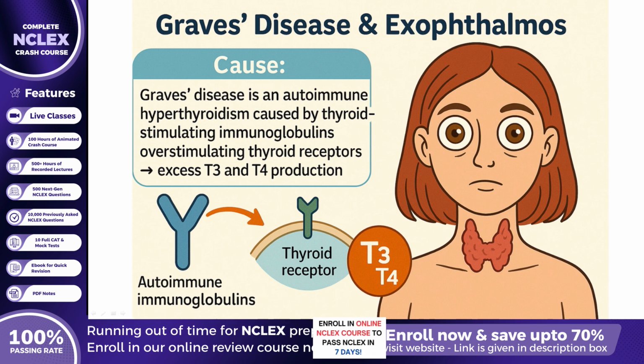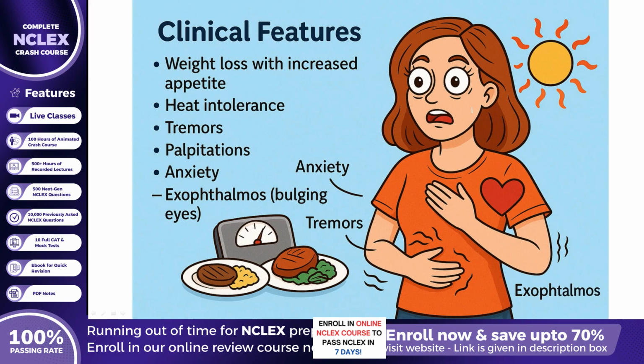an autoimmune condition in which thyroid-stimulating immunoglobulins overstimulate the thyroid gland, resulting in hyperthyroidism. A hallmark extrathyroidal sign is exophthalmos, or protrusion of the eyeballs, which occurs due to immune-mediated inflammation, swelling of orbital tissues, and fat deposition that push the eyes forward. This finding is so classic that it helps distinguish Graves' disease from other forms of hyperthyroidism.